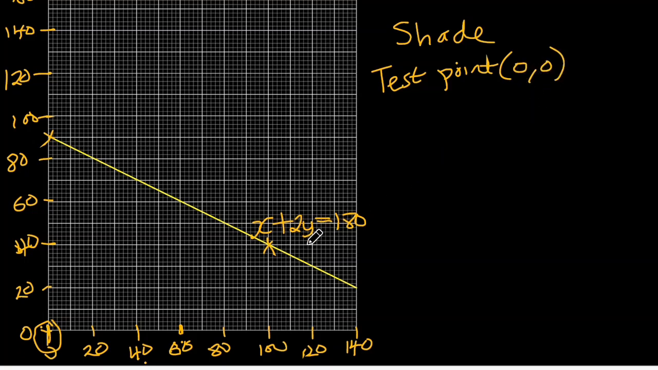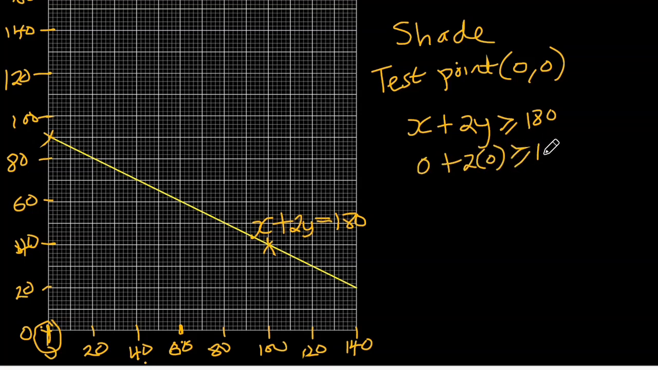So I take this 0, 0 and place it into the inequality of the line that I have already drawn. The inequality of that line was x plus 2y is greater than or equal to 180. So I place x plus 2 times 0 is greater than 180. If we add, we see that 0 is greater than 180. This is false. So I shade on the side that is false.